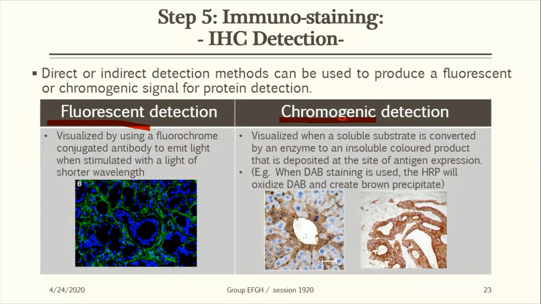Chromogenic detection happens when a colorless soluble substrate is used and an enzyme is conjugated to the antibody. When there is a reaction, the enzyme will convert the colorless soluble substrate into a colored precipitate. Usually, for instance, horseradish peroxidase.